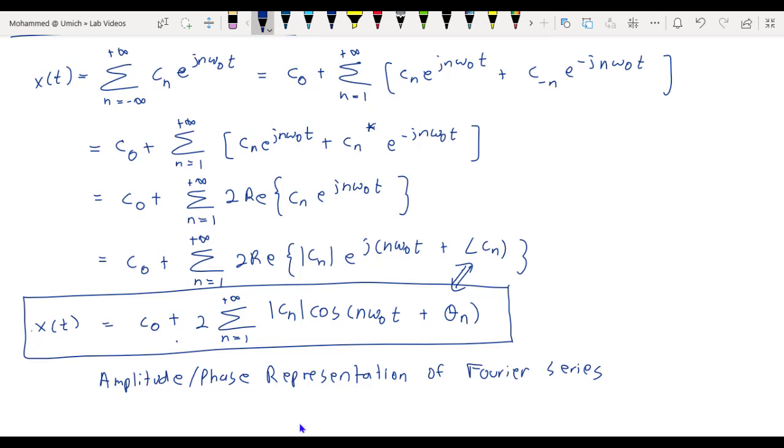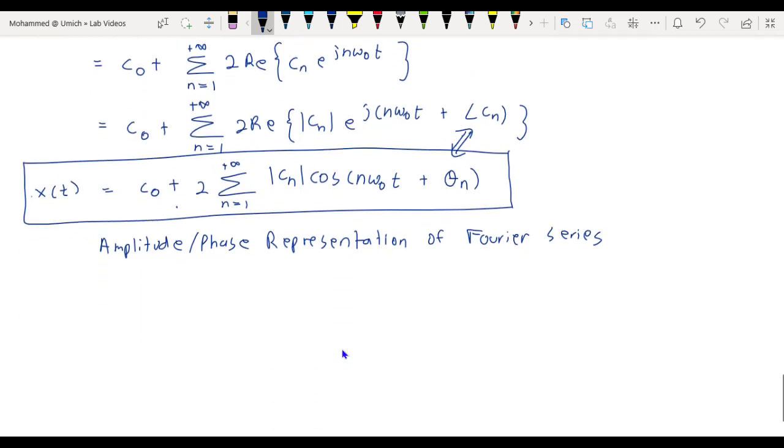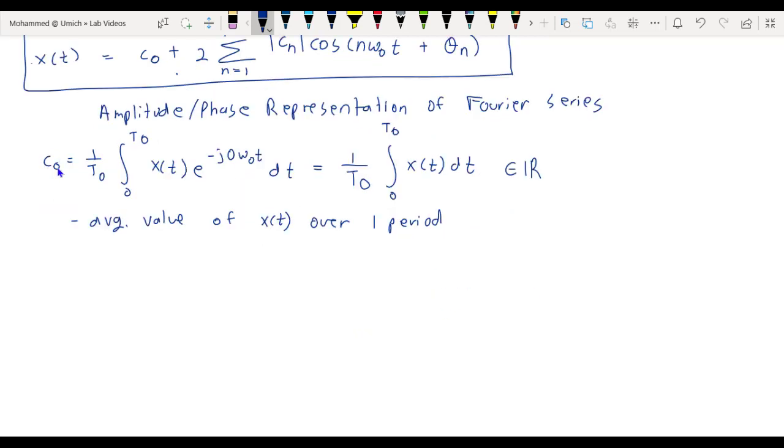Now, just to note here, C naught is the DC component of the complex exponential Fourier series representation, which evaluates to C naught equals 1 over T naught times the integral from 0 to T naught of x of t times e to the minus j0 omega naught t dt, which is simply 1 over T naught times the integral from 0 to T naught of x of t dt. This C naught here is simply the average value of x of t over one period.